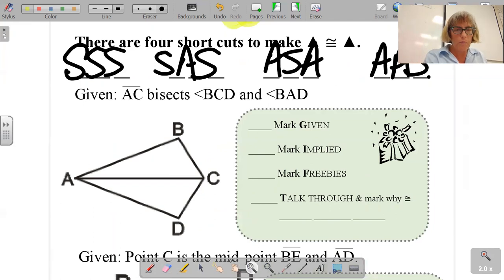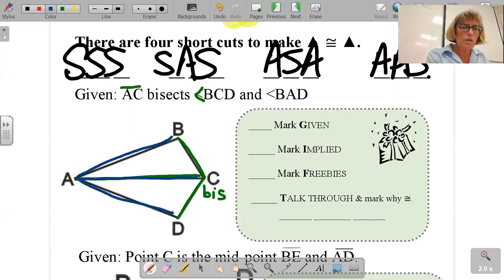For example, given, AC bisects BCD. So trace AC, trace BCD, and write the phrase bisect. And it also bisects, let's go this way, I'm going to switch the colors, bisect BAD, which is here, or sweep. This is also being bisected. This one's being bisected. Okay, that is our given. Ta-da, it's given.